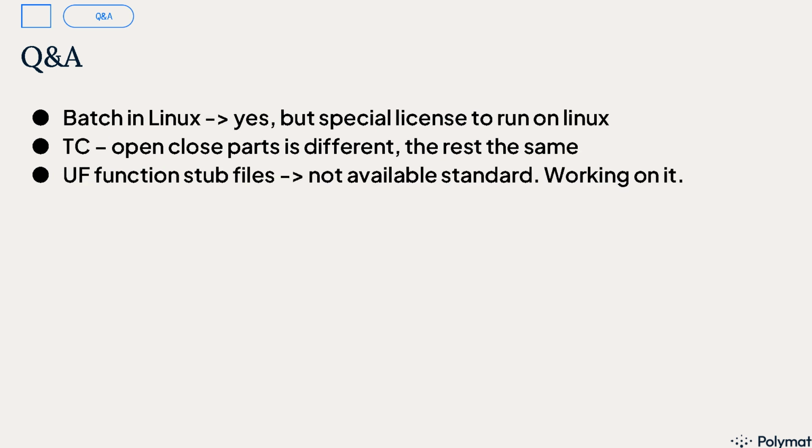I think I've got some more Q&A questions. Yes, there's a batch in Linux as well. So if you want to run batch workloads on Linux, that's possible. That's a special NX install, which is especially for Windows. But you need a special license to actually run NX on Linux. So if you need that workload, it's best to talk to your Siemens representative and see how you can get that to work. From Teamcenter, in essence, it's all the same except for opening and closing parts.